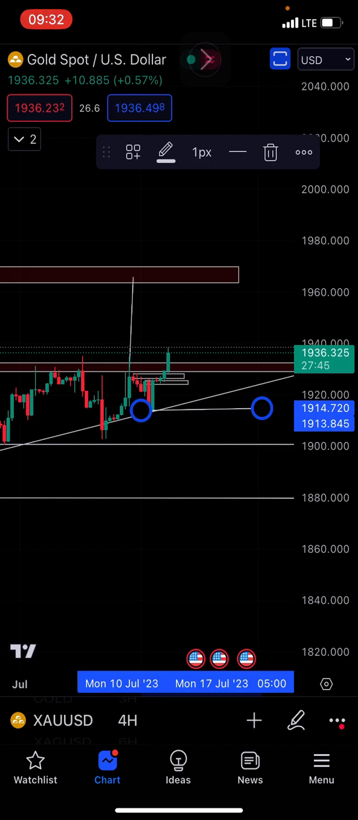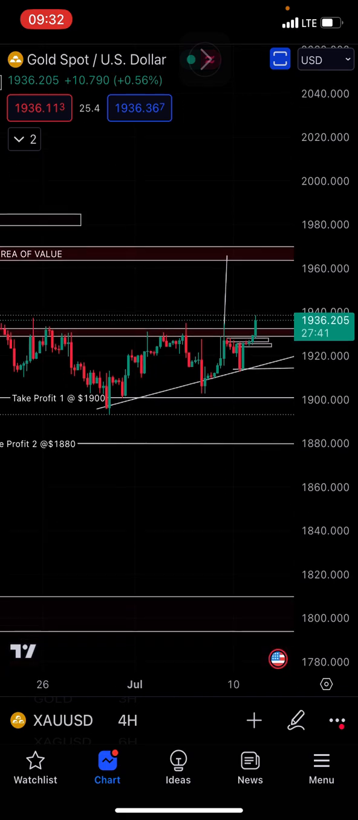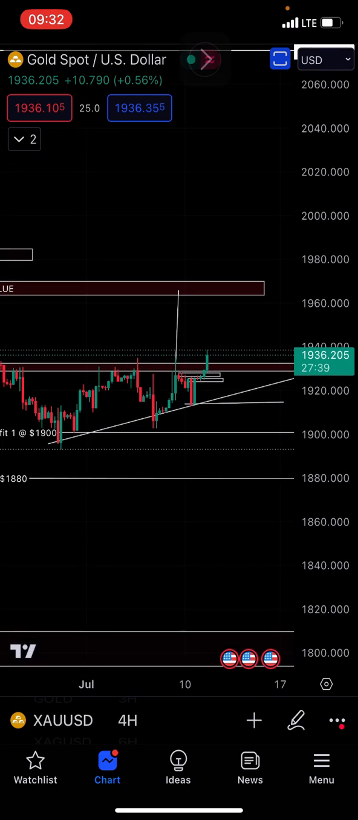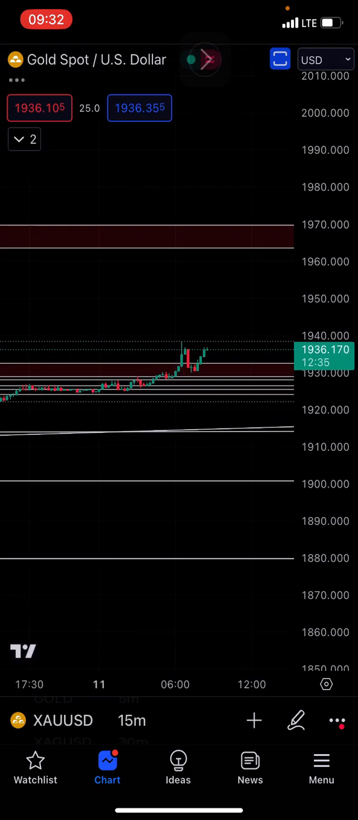Let this 27 minutes that is remaining on the 4-hourly chart close. Once it closed, that's giving me, are you getting it, a mode of entry. So what do I do? I come back to my 15 minutes time frame.